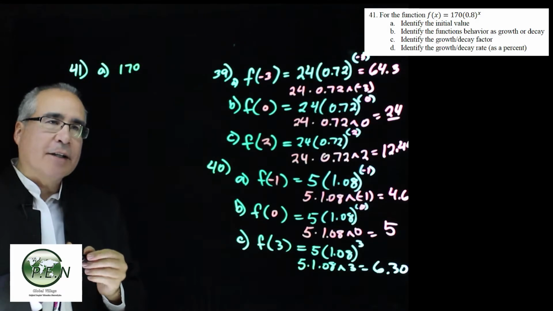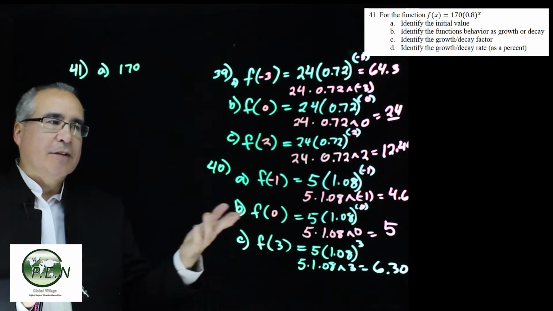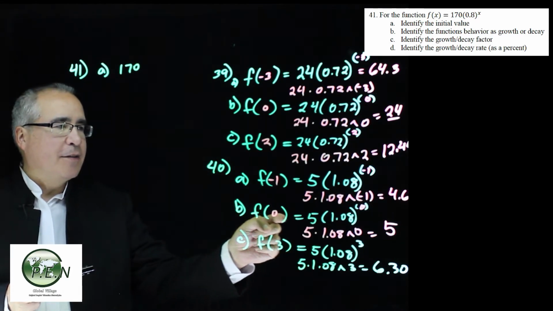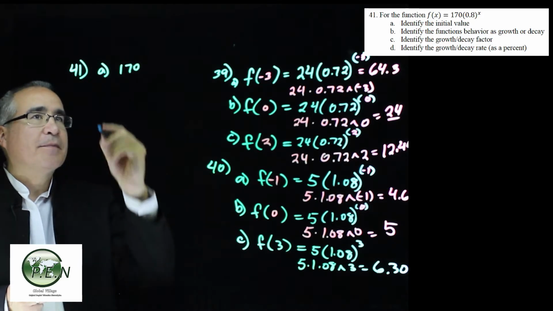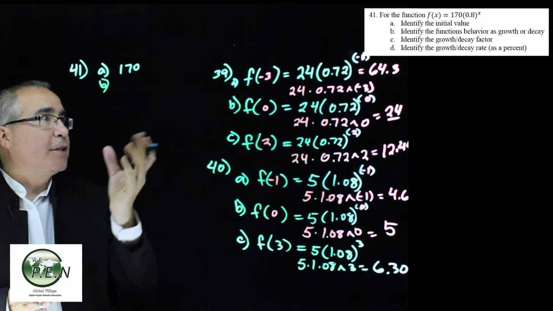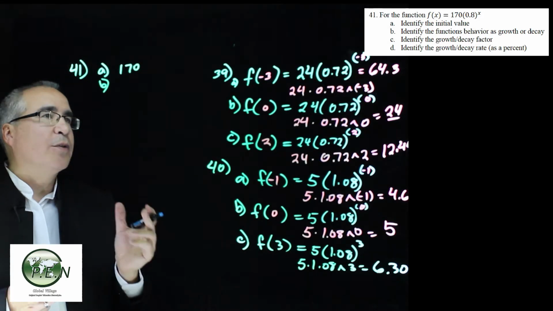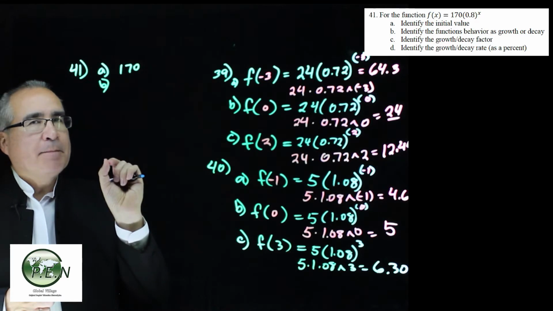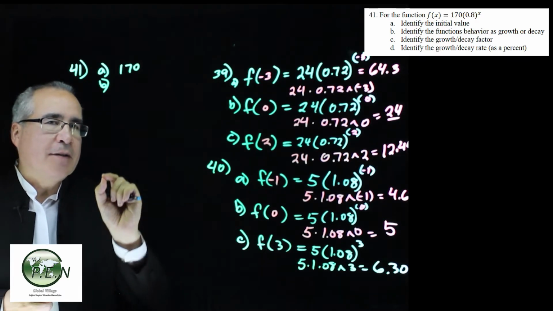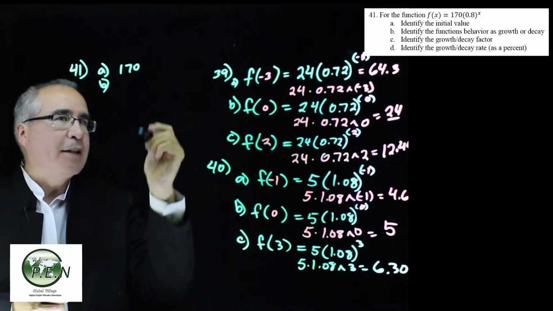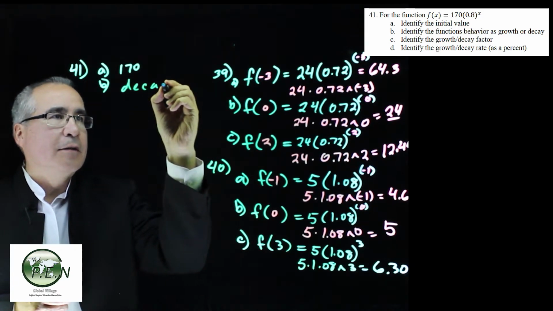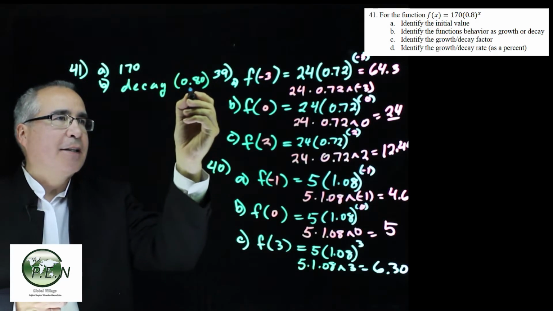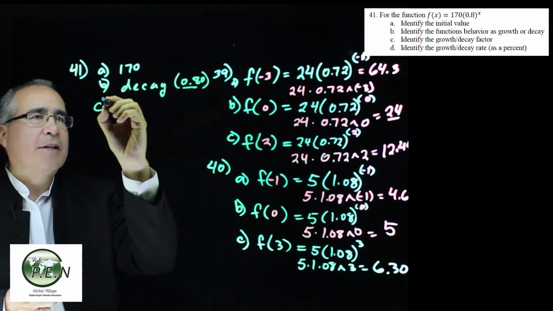And you could find that with your calculator if you want by plugging in 0 for x, just like we did on 39 and 40. Plug in 0, you get your initial value. The B question is to identify the function's behavior as growth or decay. With a factor 0.8 in the parentheses there, that's indicating it's less than 1. This is a decreasing function, so it's a decay. Again, because of the 0.8. That part causes the decrease.